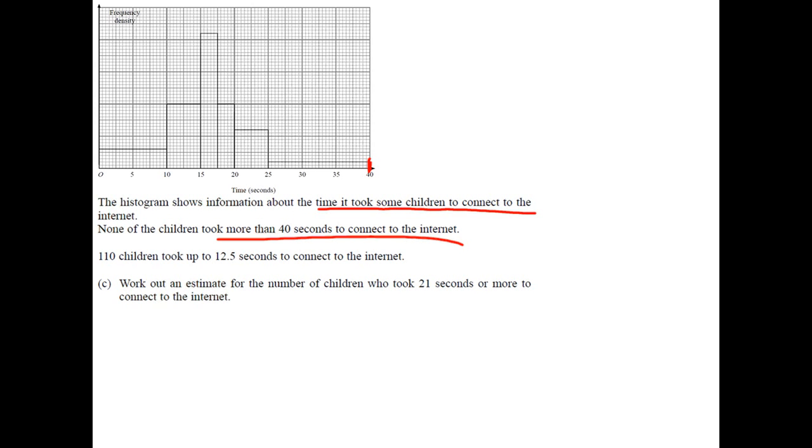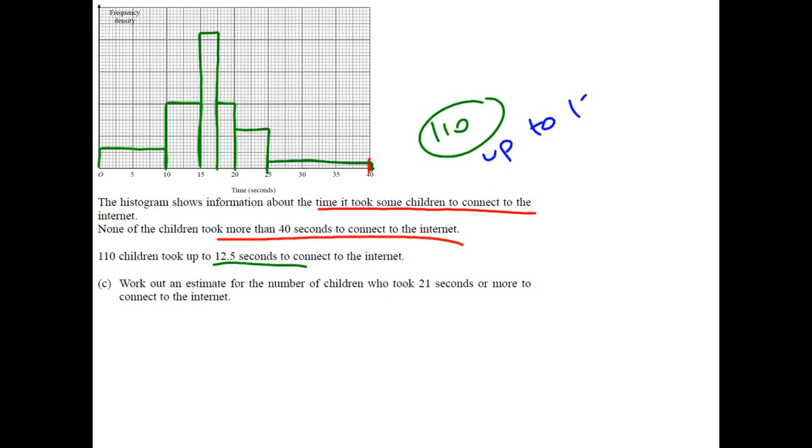Okay, I'm just going to draw the lines on again because it is really not clear here. Draw the lines on as neat as I can. Okay, so that's the information given. 110 children took up to 12.5 seconds. Okay, so where's 12.5? It's between 10 and 15. So whatever area it is, less than that, that's the cutoff point. So we're talking about this area. That is 110 people.